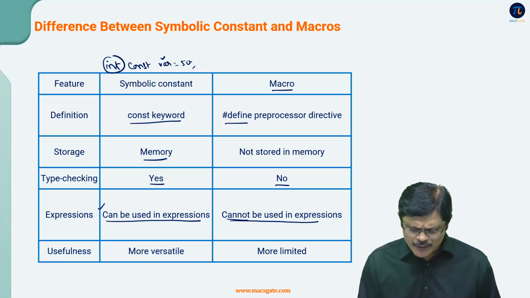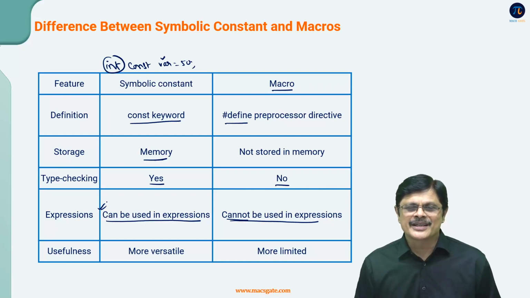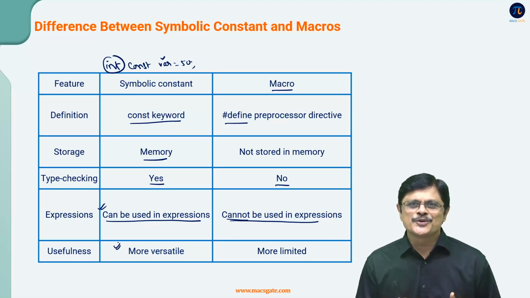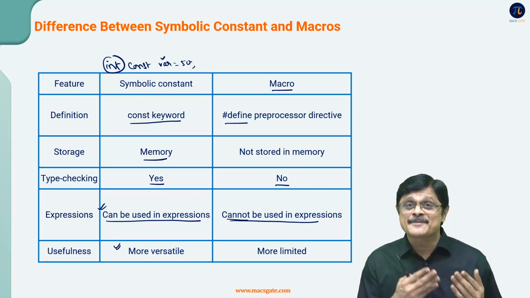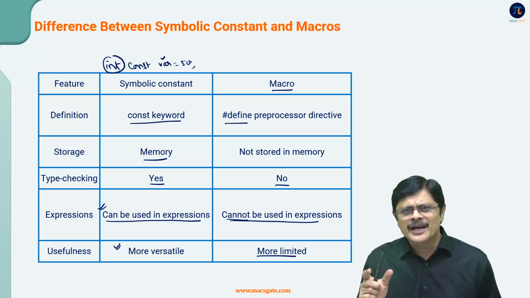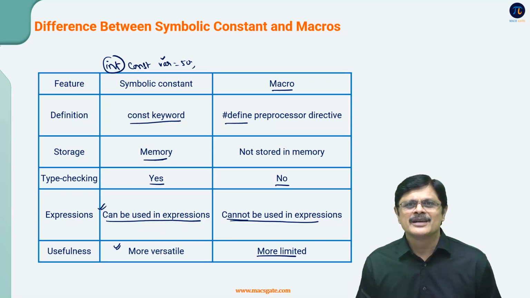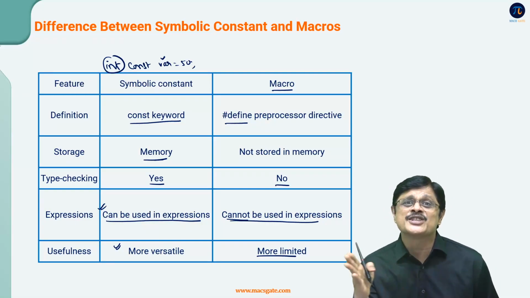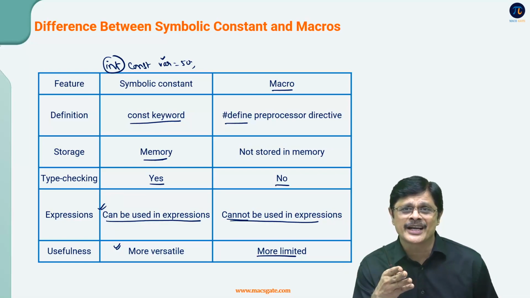So it is better to use symbolic constants, that is constant variables, rather than macros in expressions. They are more versatile because you can use them in expressions and get the expected result. But with macros, you can't always get expected results, so their purpose is limited. Generally, we use macros for defining the range of integer variables in limits.h, the range of float variables, and the precision of float variables. For all these purposes, these macro constants are used.